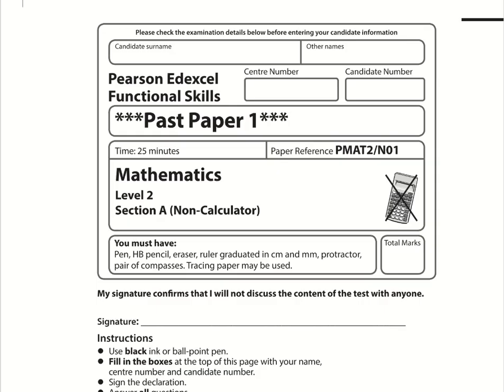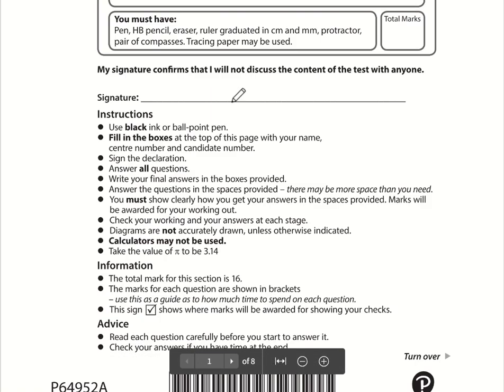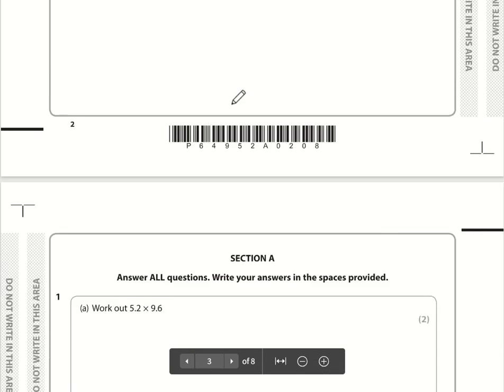Here are the video solutions for Pearson Edexcel Functional Skills Maths Level 2. This is past paper number 1 and this is section A, which is the non-calculator section. So let's get started. Question number 1.